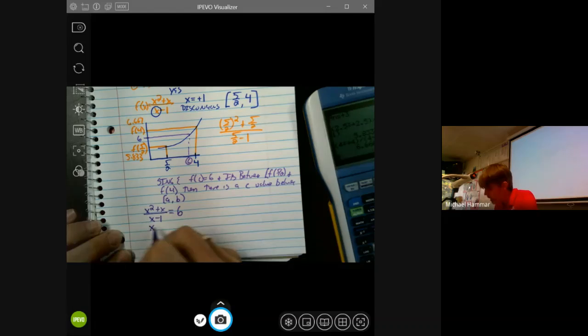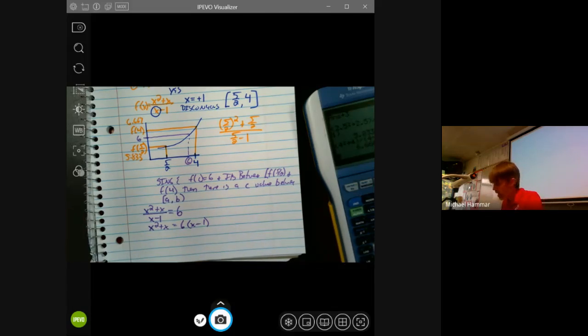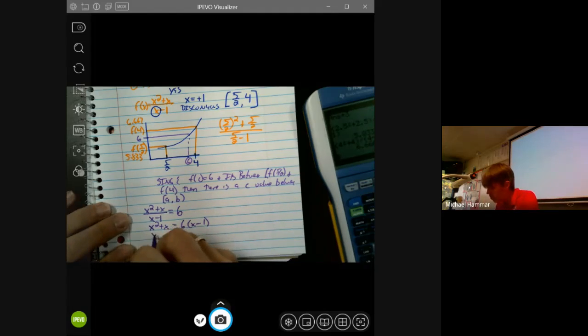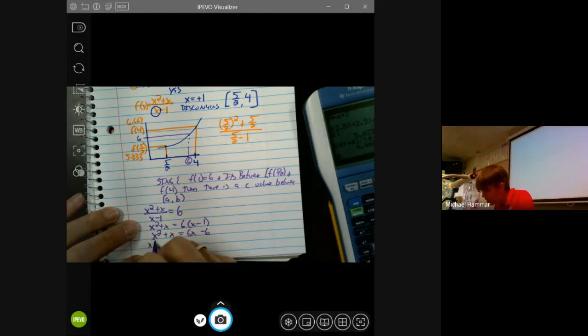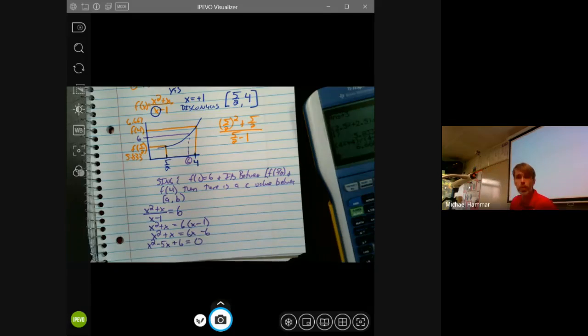So let's multiply by x minus 1. We're going to get 6 times x minus 1. And now let's start doing some of the math. Let's distribute the 6. x squared plus x equals 6x minus 6. Now get all of the numbers over to the other side. So we have x squared. We're going to subtract 6x, so x minus 6x gives me negative 5x. And then I need to add 6 over to here. So I'm going to add 6, and I need to get it equal to 0.